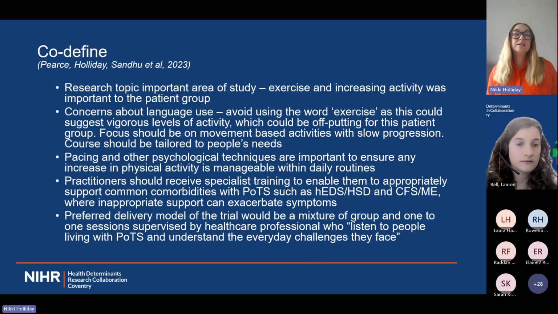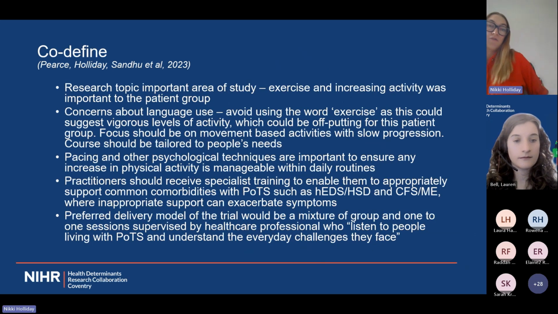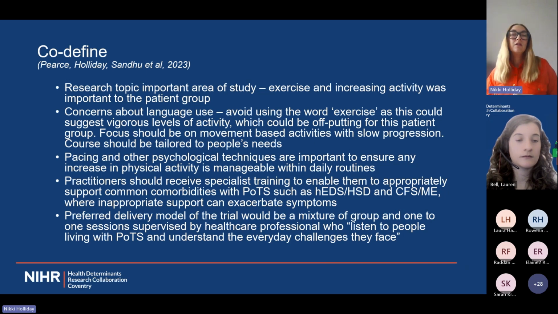So what did we find from our co-define teleconferences? We found that with this patient group and their carers, who we also had in the teleconference, the research topic was a really important area of study for them. Being able to exercise and increase their activity levels was really important to this patient group. They had concerns about language use, and said that we should avoid the word exercise, as this could suggest really vigorous levels of activity, which would be off-putting for this patient group.